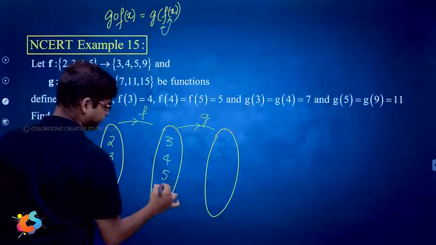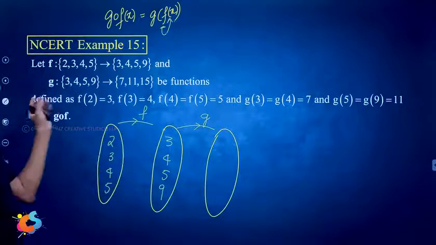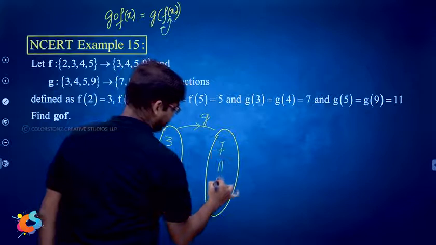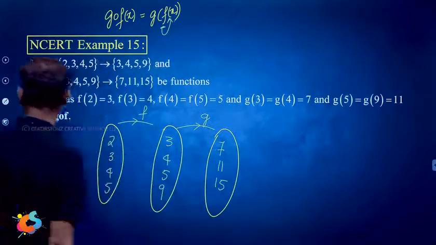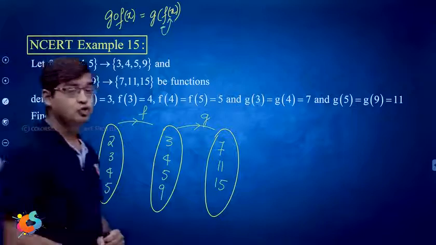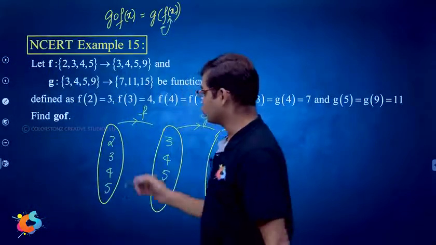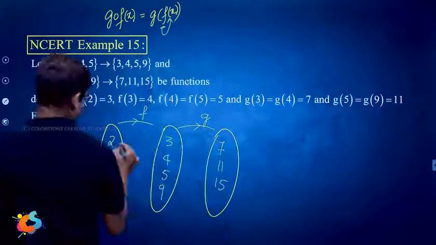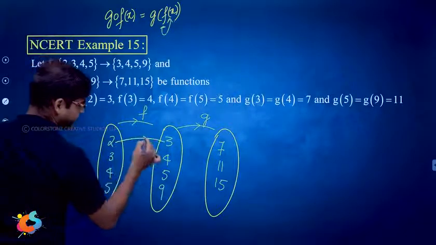3, 4, 5 and 9. And here for G the codomain is 7, 11, 15. Okay, so now we want to do the mapping. Now what is given here? F of 2 is equal to 3. So if 2 is the input for f, then the output is 3. So let us do the mapping. So this is the mapping.